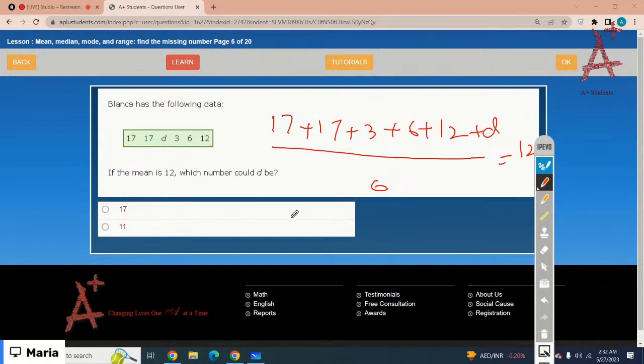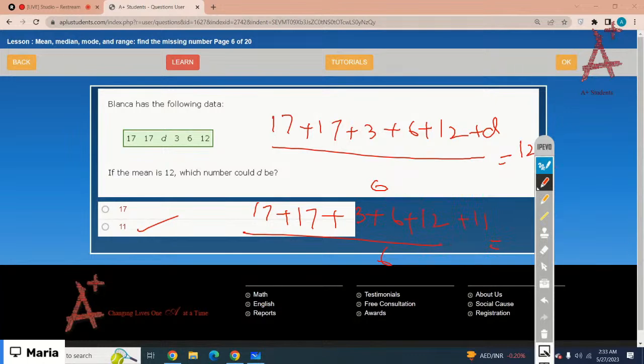Let's suppose it is 11. I'm just supposing because I'm just looking at the options: 17 plus 17 plus 3 plus 6 plus 12 plus 11 over 6. Just add, divide by 6. See, the answer should be 12. Let me just calculate the value. 17 plus 17 plus 3 plus 6 plus 12 plus 11 would be 66 divided by 6. The answer is 11. No, that means that must be 17.